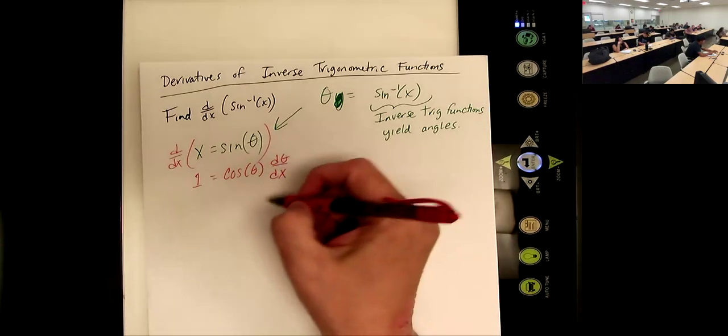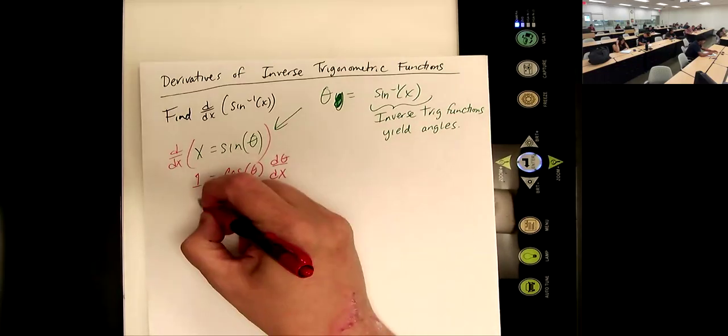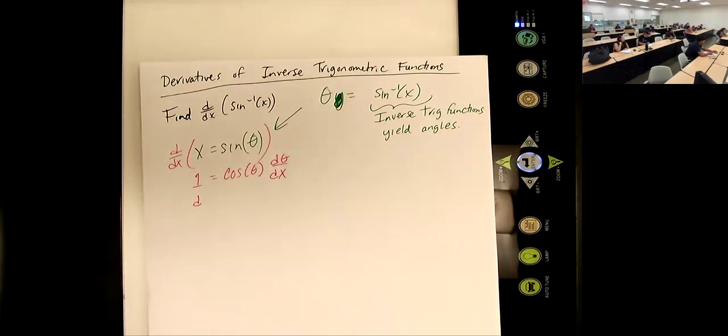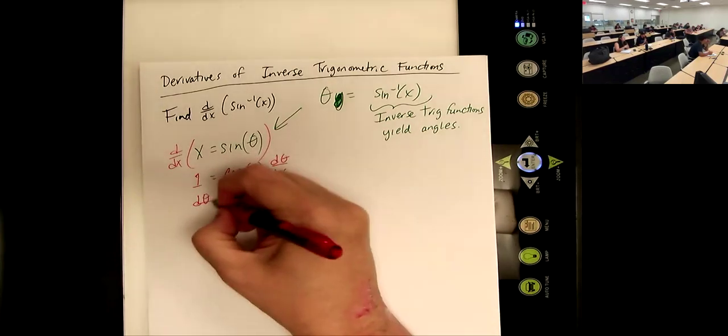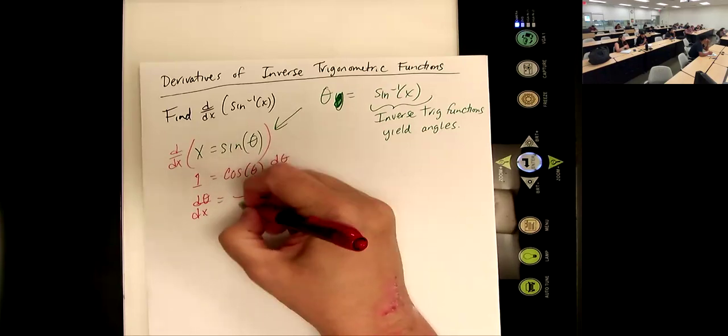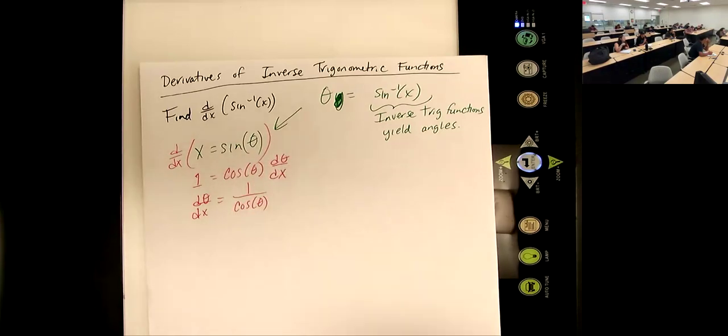Alright, so what is d theta dx equal? Yeah, I just divide by cosine theta. Got that.